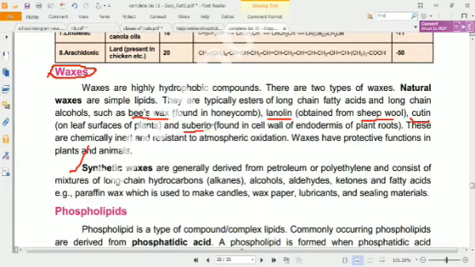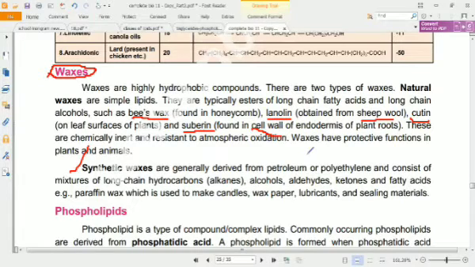Then we have suberin. Suberin is found in the cell wall of the endodermis of plant roots. It is derived from the Latin word suber, which means cork. It is present in the cork and cell wall, which makes them stronger and reduces evaporation. It also has a protective function: it can protect the plant's roots from bacterial invasion also.